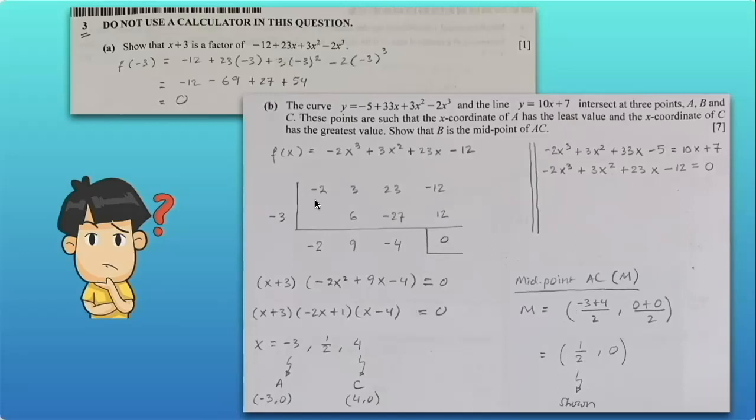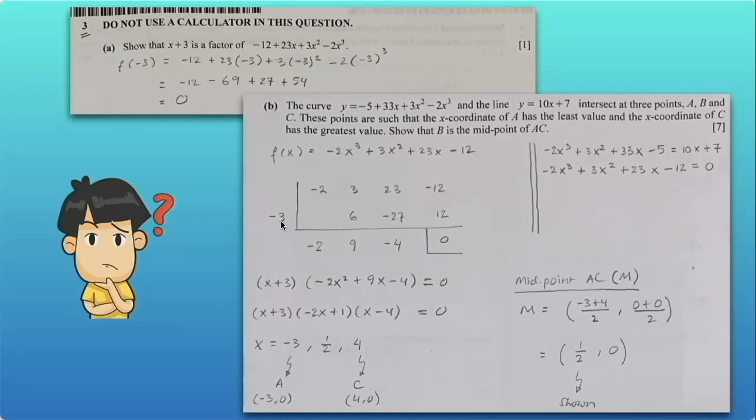So let's use synthetic division. Let's write all of the coefficients of this cubic equation. So we have -2, 3, 23, -12. Let's try -3. And we bring -2 down here, multiplied by -3. That's equal to 6. We add these two. 3 plus 6, that's equal 9.